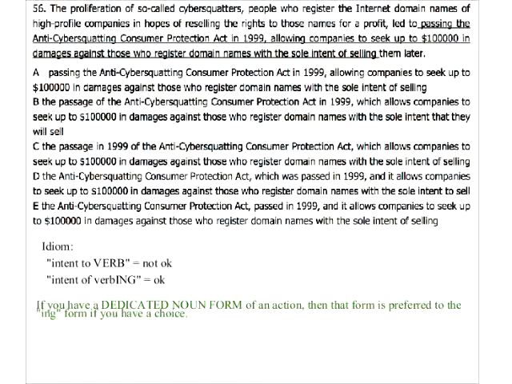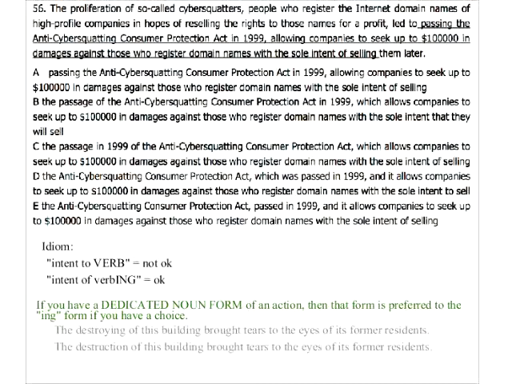So for instance, if you say something like "the destroying of this building brought tears to the eyes of its former residents," this would be compared to "destruction." Destruction is better. So, this is not as good, and this is better. It's not strictly wrong, but remember that a lot of these errors are comparative. If you have a choice between passing and passage as nouns, then you should use passage. If there's no dedicated noun form, then the -ing is fine.